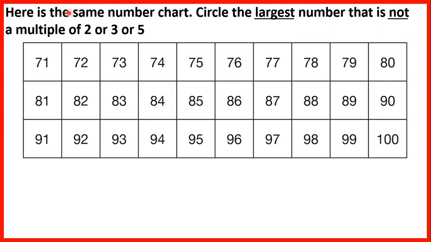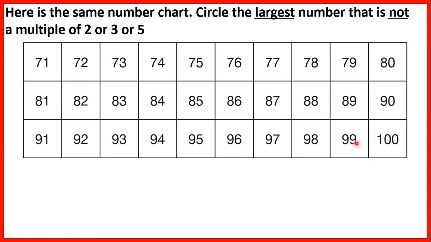So now here is the same number chart. Circle the largest number that is not a multiple of 2 or 3 or 5. So we want the largest number, and again we can remember that multiples of 2 end in a 2, 4, 6, 8 or 0, and multiples of 5 end in a 5 or a 0.